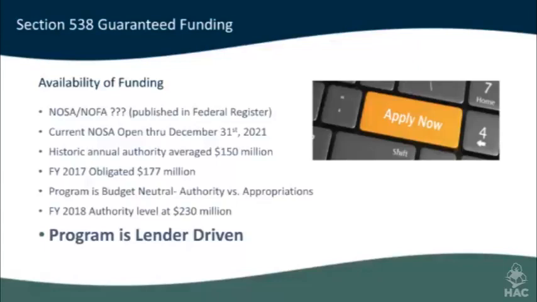In 2017 fiscal year, we did obligate $177 million, and we are on target to either meet or exceed that for fiscal year 2018. Our program is budget neutral, and for fiscal year 2018, we do have an authority level of $230 million. Please keep in mind that this program is lender-driven, so the more lenders that we have involved in the program, the better chance we have of increasing our authority level.